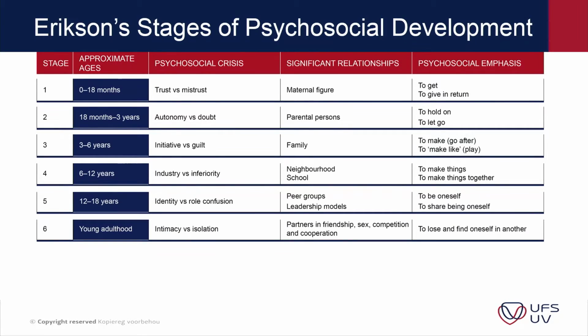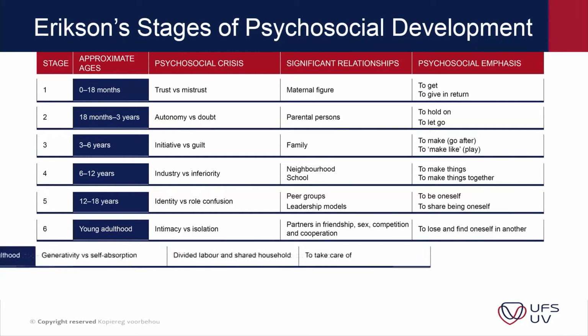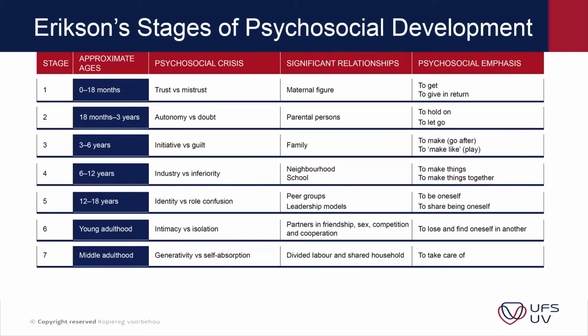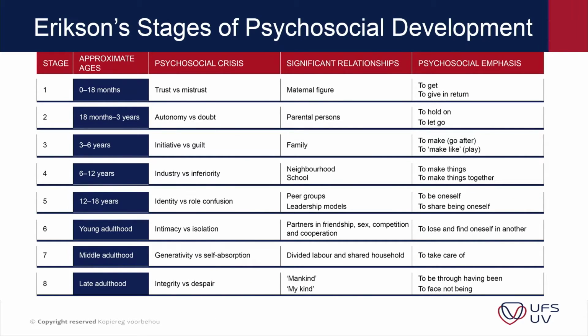Stage 6 is young adulthood. The psychosocial crisis is intimacy versus isolation. Stage 7 is middle adulthood. The psychosocial crisis is generativity versus self-absorption. Stage 8 is late adulthood. The crisis is integrity versus despair. Can you remember what the significant relationships were in each stage?